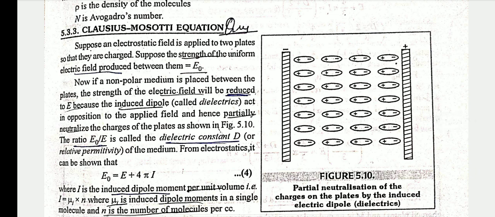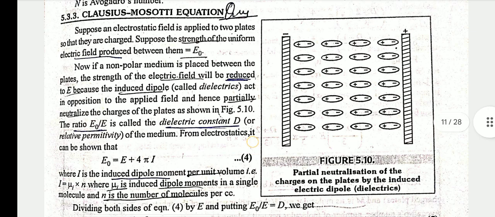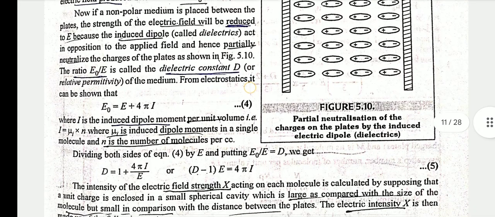Now, if a non-polar medium is placed between the plates, the strength of the electric field will be reduced to E, because the induced dipoles act in opposition to the applied field and hence partially neutralize the charges of the plates. The ratio E naught by E is called the dielectric constant D of the medium. From electrostatics, it can be shown E naught is equal to E plus 4 pi I, where I is the induced dipole moment per unit volume.